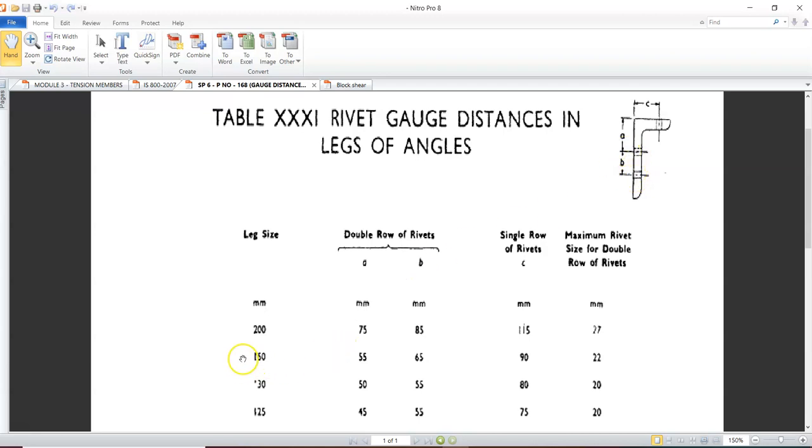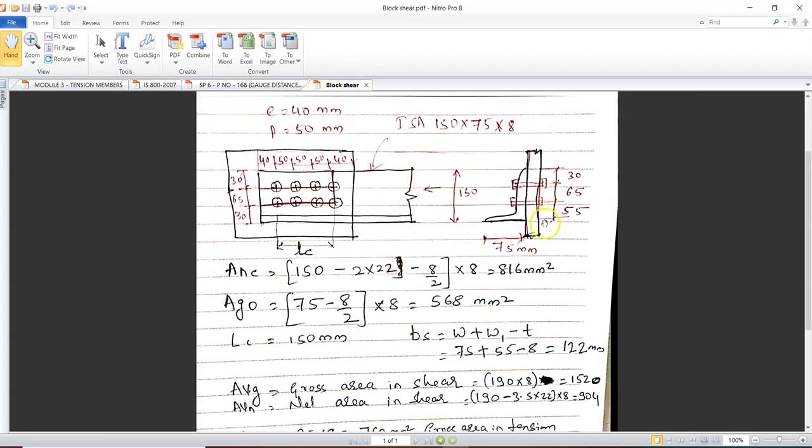Now in this case the 150 mm leg is the connected leg. So this distance A, from here to here, is written as 55 for the 150 mm leg. Next, distance B, from the center of the first bolt to the second bolt, is written as 65. When you go back to the figure, we have done the same thing. From the heel of the angle to the center of the first bolt is 55.